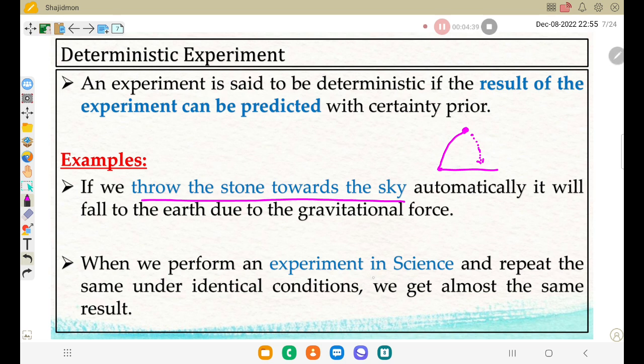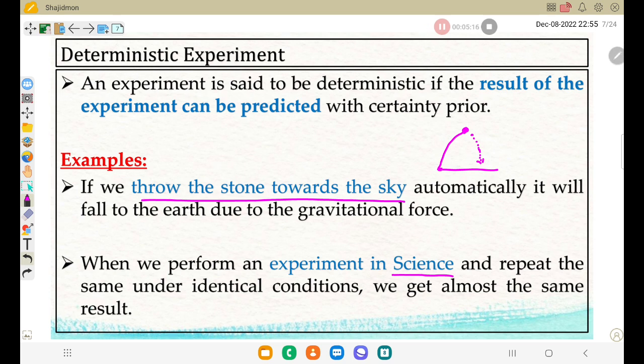Now, when we perform an experiment in a science lab, in physics or chemistry, we do many experiments, correct? If we repeat the same experiment under identical conditions, we get almost the same result. We did some experiments in the physics lab and chemistry lab, and we know what answer we are going to get. If we do the same experiment repeatedly under the same conditions, we will get almost the same result. So this result we can predict, correct? This type of experiment we call a deterministic experiment. I hope you understood that, correct?